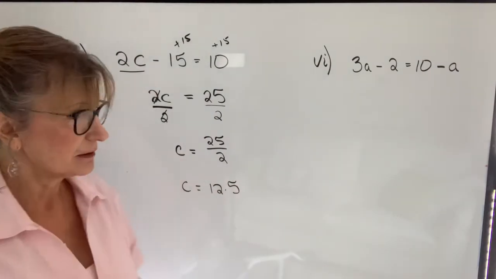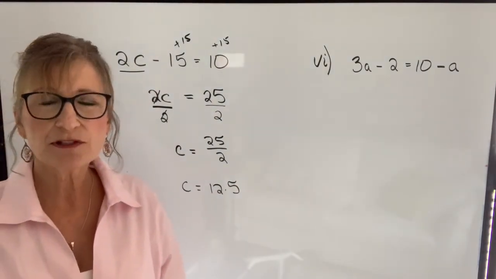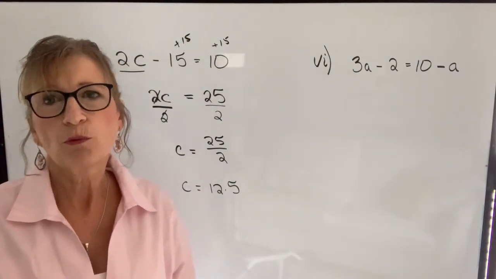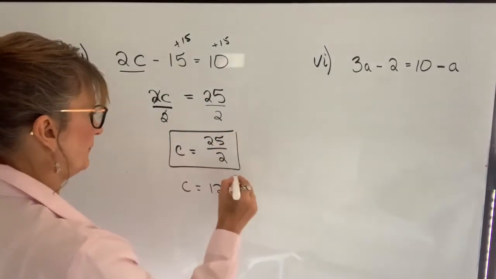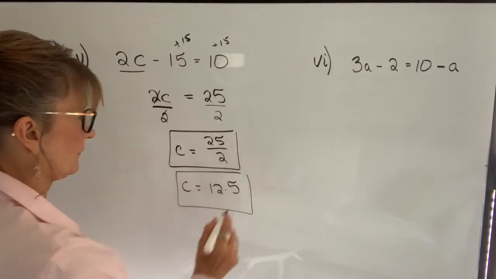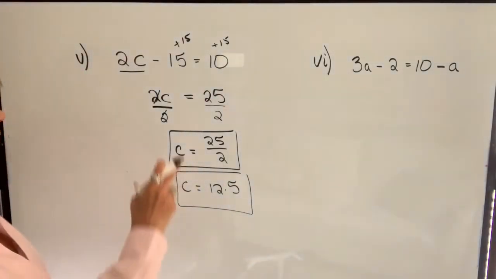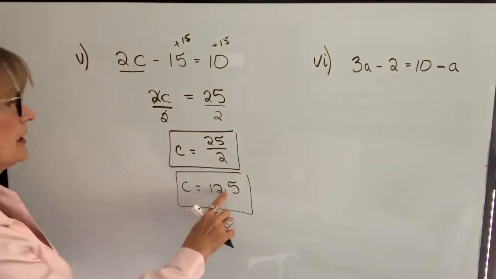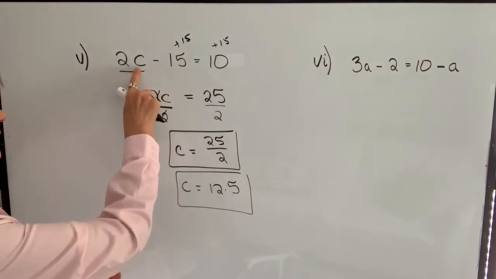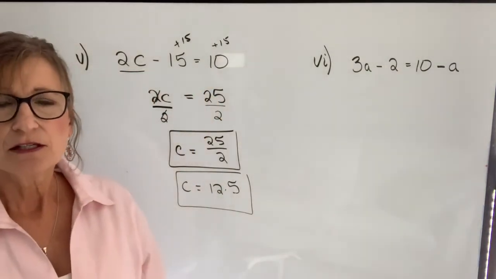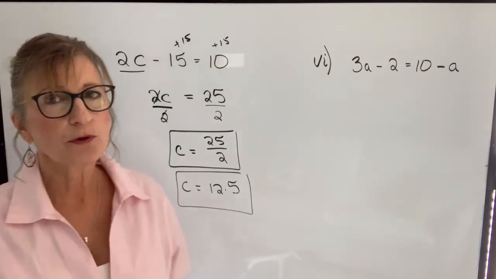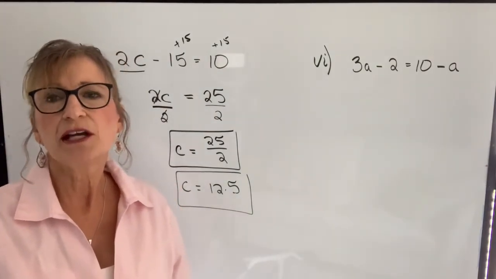It depends on what you're going to be doing with that result as to what form you want your answer in. So both of these are correct answers. And again, you can plug it in and check. Does 12.5 times 2, which is 25, minus 15 equal 10? Yes, it does.